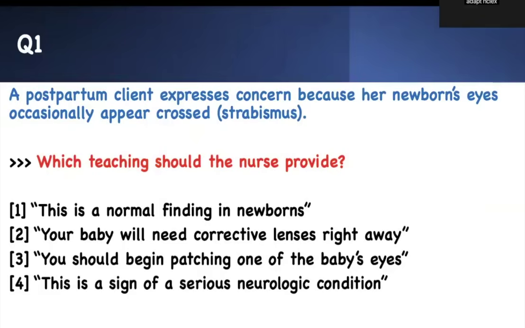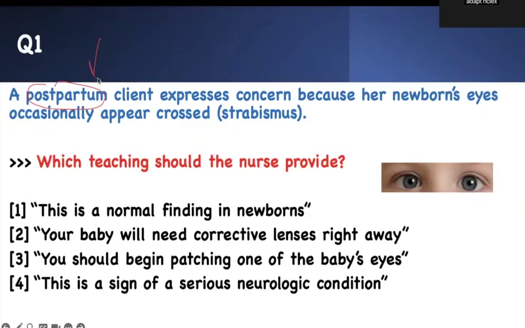A postpartum client expresses concern because a newborn's eyes occasionally appear crossed. Which teaching should the nurse provide? This is what the mother is saying. There's a clue here, a test-taking strategy. You don't have to look for time or date, because I've given it to you. It's postpartum, which means mommy just delivered, and the newborn is probably less than a day old.